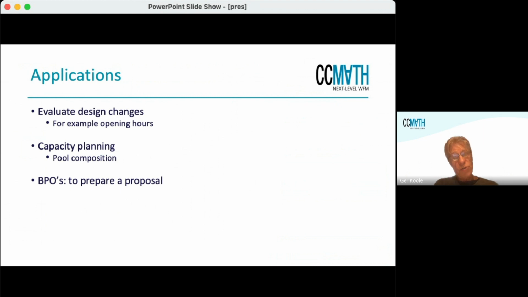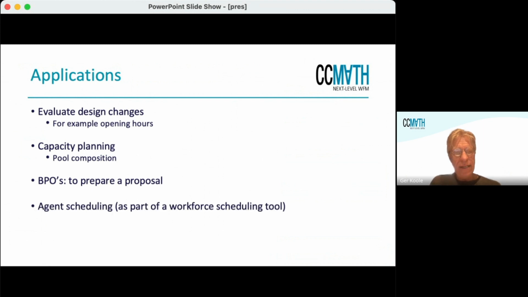What you could also do, suppose you're working for a BPO and you get a request from a potential new customer, and they give you certain specs like what is the load you can expect, forecast, etc. And then you have to think, okay, how many agents do I need for that project to prepare a proposal? And then this type of tooling can definitely help you with that.